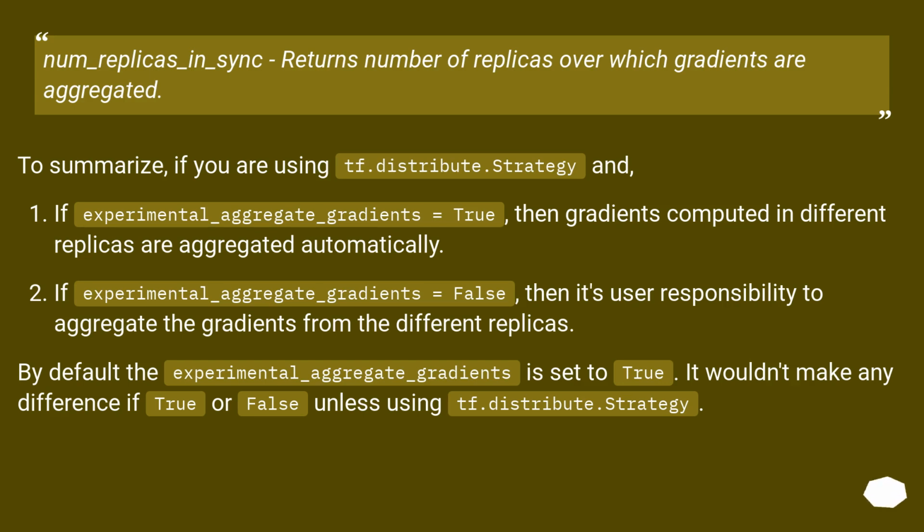To summarize, if you are using tf.distribute.Strategy and if experimental_aggregate_gradients equals true, then gradients computed in different replicas are aggregated automatically. If experimental_aggregate_gradients equals false, then it's the user's responsibility to aggregate the gradients from the different replicas. By default, experimental_aggregate_gradients is set to true. It wouldn't make any difference whether true or false unless using tf.distribute.Strategy.